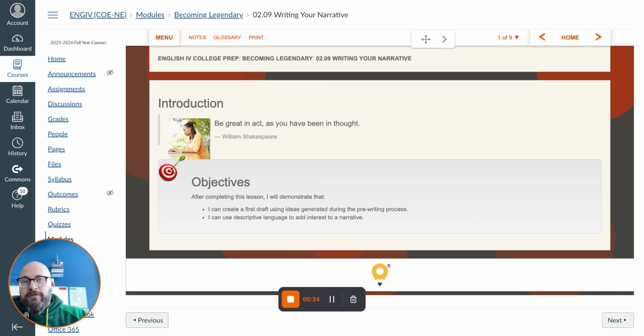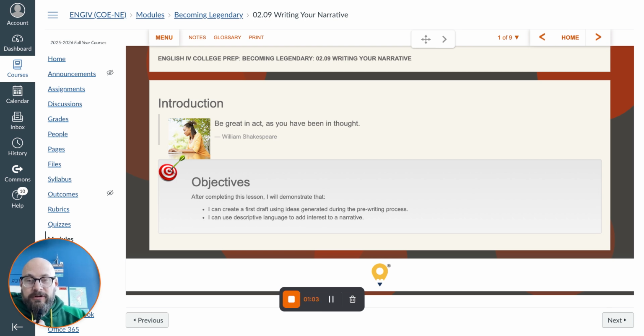It is 2.09, Writing Your Narrative. So we have been doing some prep work on a narrative writing piece, mostly the research part. Remember, you were asked to pick one of 3 teenagers that has done something heroic to write about. And from the title of this lesson, it's kind of a clue. This is where we're going to begin the writing process.